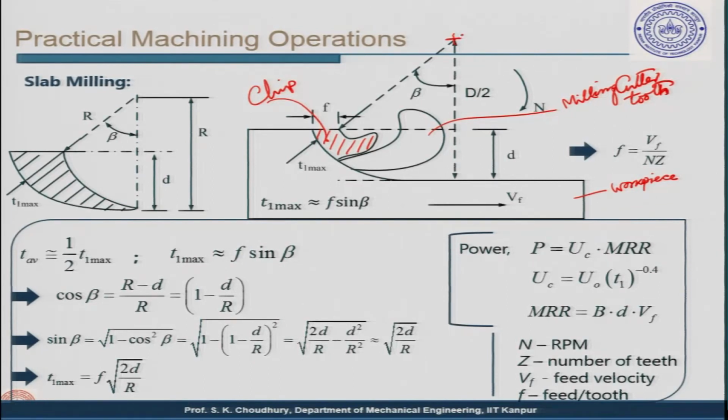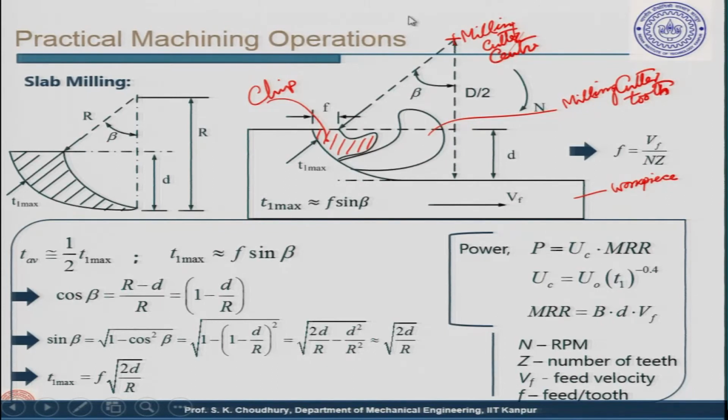So, this is the milling cutter center. It is actually rotating around this axis. Other parameters are that this is the RPM N at which the milling cutter rotates. This is the workpiece, which is given the feed velocity, and Vf is the feed velocity.